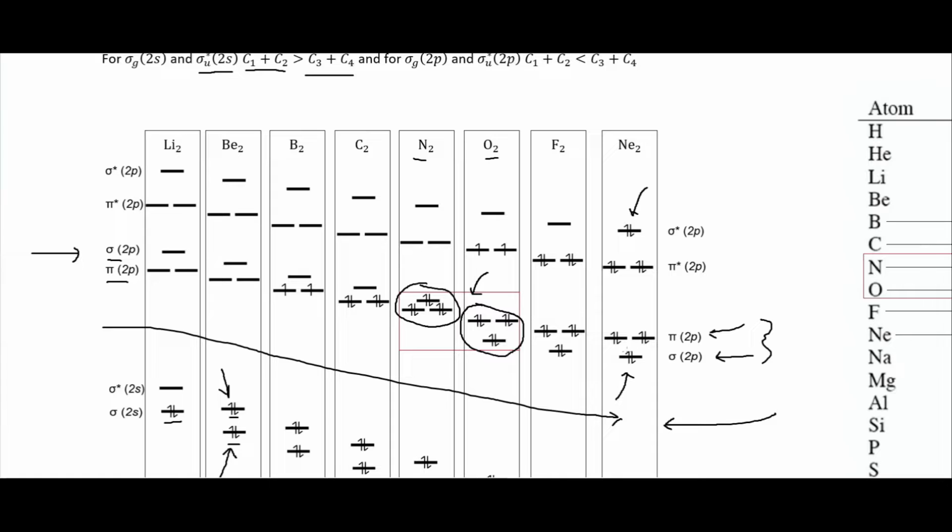And the same argument could be made for helium, and all of the noble gases have this, where it has an equal number of antibonding and bonding, and so the bond order will be 0.